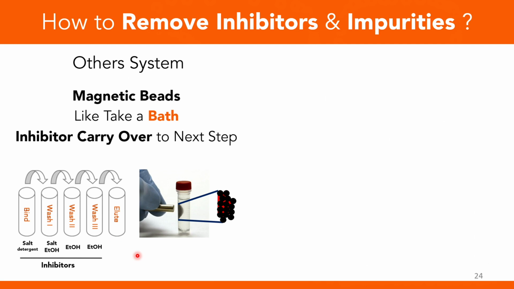So here, the way the magnetic bead system does the washing step is just like taking a bath. Everyone has the experience of taking a bath, and if our body is full of soap and bubbles, even if we jump into lots of baths, there are still bubbles on our body. So it's not a good way to handle large volume or high inhibitor, high impurity samples.